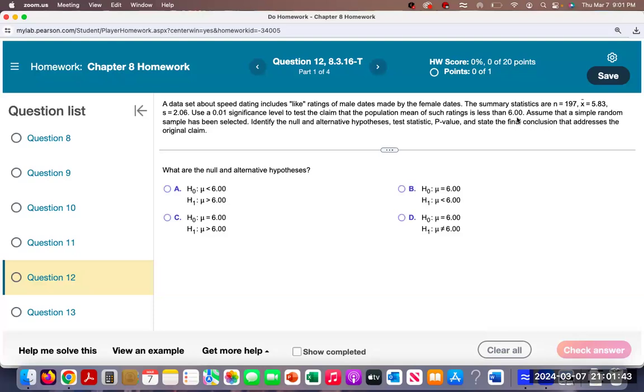Assume that a simple random sample has been selected. Identify the null and alternate hypotheses, test statistic, p-value, and state the final conclusion that addresses the original claim.